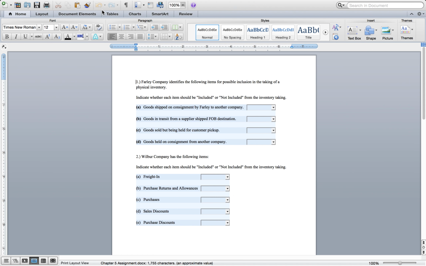For today's video, I'd like to go over inventories and cost of sales. All right. So the first one, here it says, Farley Company identifies the following items for possible inclusion in the taking of a physical inventory. So for each item, we want to indicate whether it should be included or not included in inventory taken.